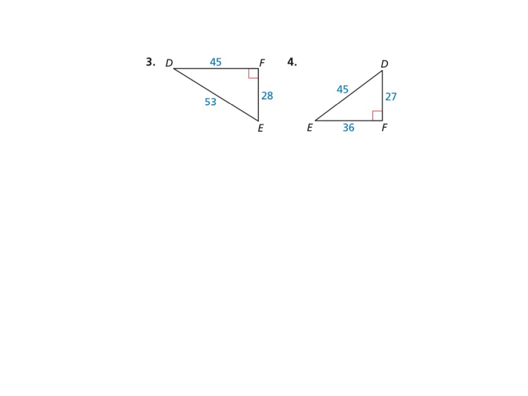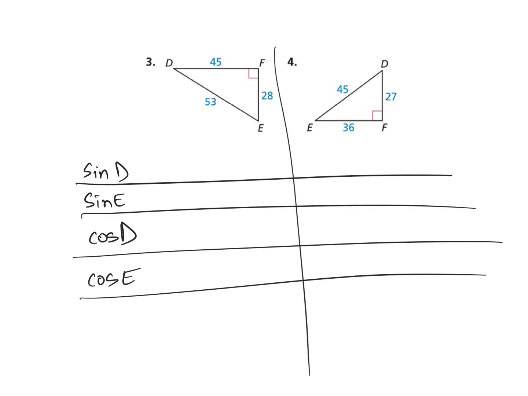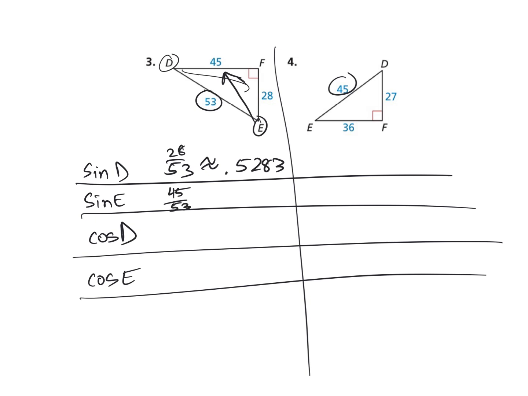Do the same thing here. So sine of D, sine of E, cosine of D, cosine of E. And we'll just do both of these at the same time. So the sine of D is the opposite leg, 28. Let's circle our hypotenuses here, over 53. So we take 28 divided by 53, and that gives us approximately 0.5283. And then sine of E is the opposite leg, 45, over the hypotenuse, 53.